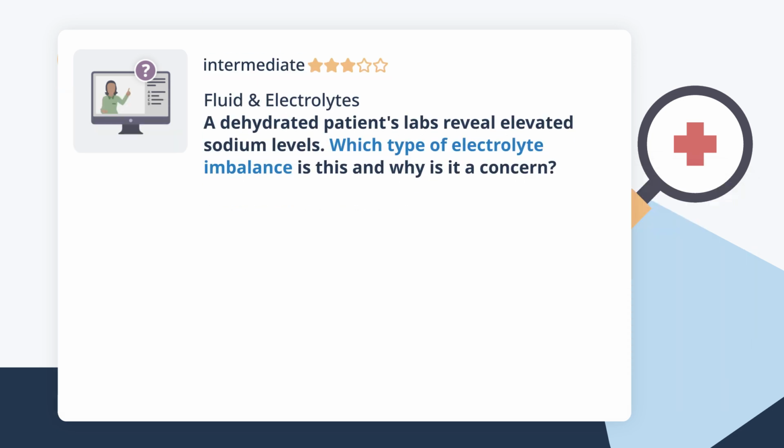A dehydrated patient's labs reveal elevated sodium levels. Which type of electrolyte imbalance is this, and why is it a concern?